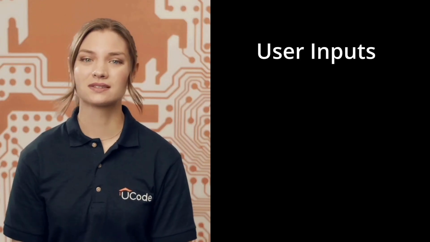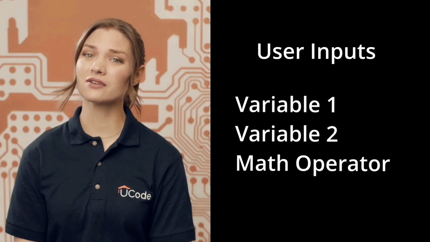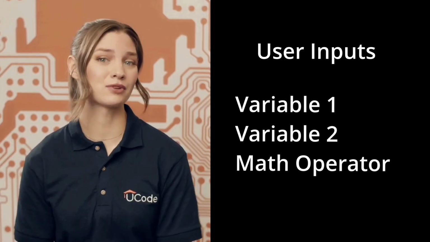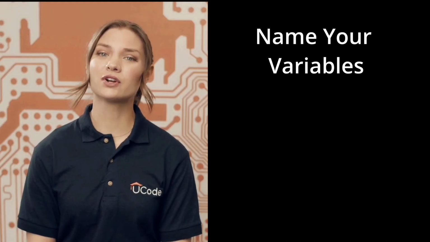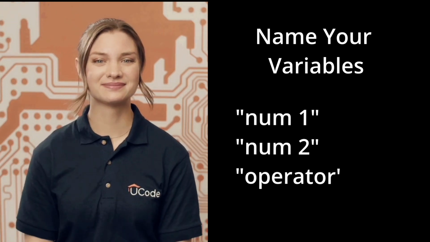As a first step, let's talk about the inputs we'll need from the user. We will have three inputs, one variable each for two numbers. And we need another input that users will provide to our program. This is the math operator. It will decide whether our program does addition, subtraction, multiplication, or division. We will also need to store these inputs in three variables so that we can refer to them. We'll call these variables num1, num2, and operator.